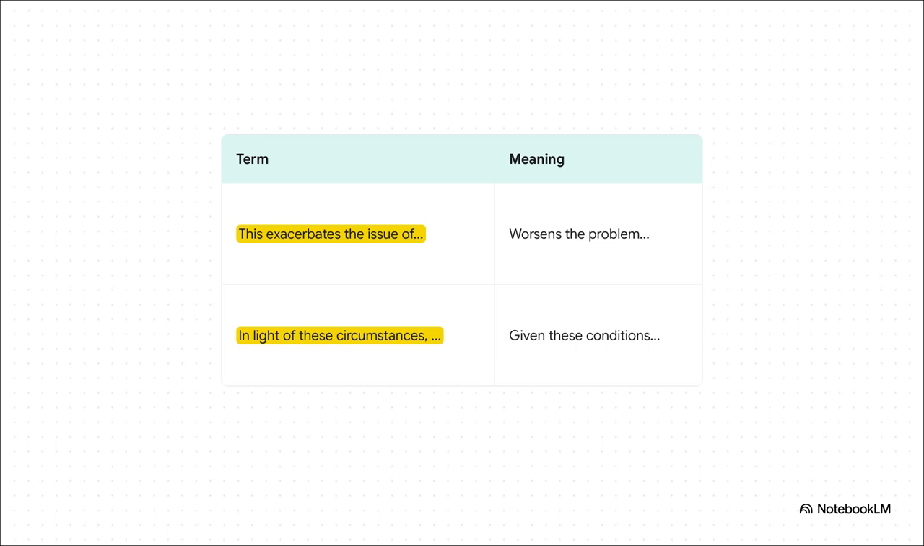Now, let's tackle some negative scenarios. This exacerbates the issue of. You might already know this means it worsens the problem, but precisely it translates to 这个加剧了问题. The top-tier vocabulary booster here is the adverb. Use the collocation drastically exacerbates. When discussing the Canadian housing crisis or healthcare wait times in Writing Task 2, this is your go-to. A lack of funding drastically exacerbates the issue of emergency room wait times.